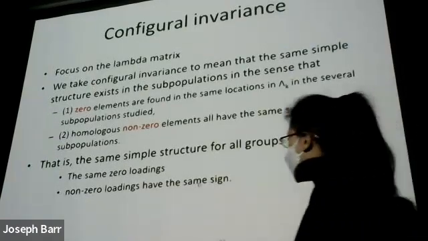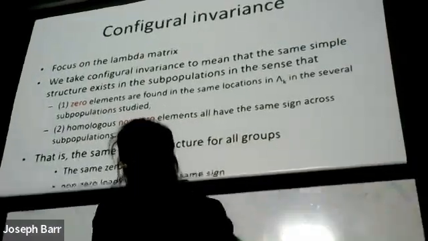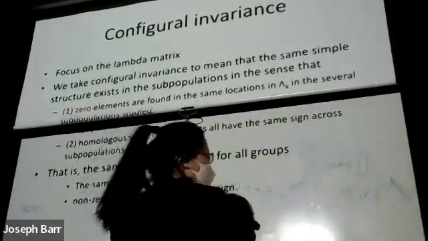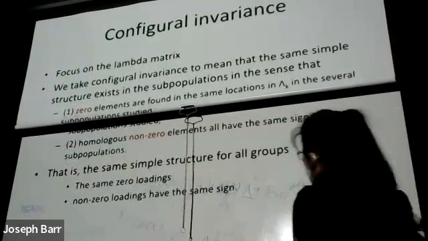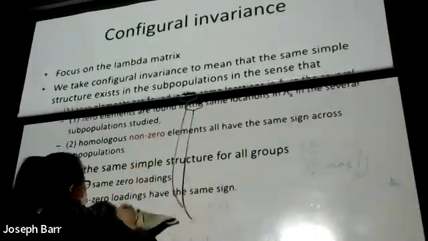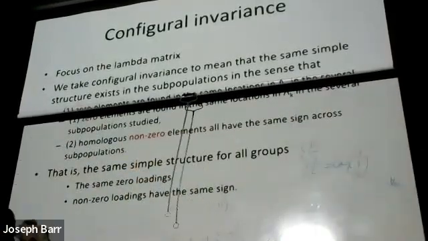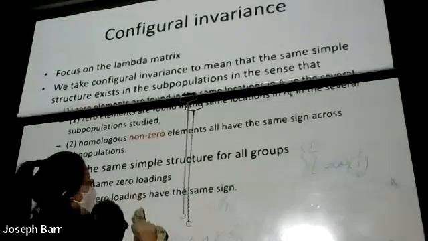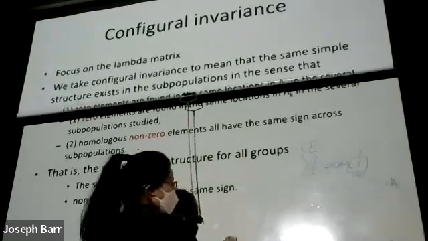So let me give you a very simple example. It looks complicated, but actually it's very simple. Suppose we have 2 groups. So for lambda, we have 2 lambda structures.